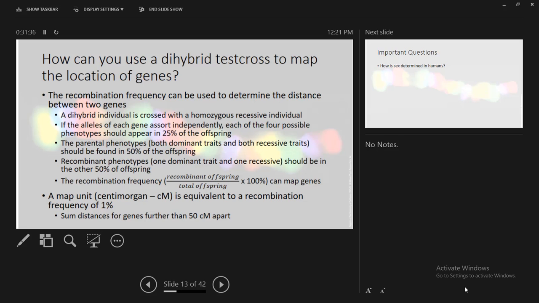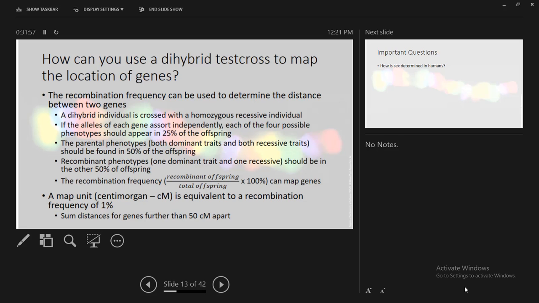Whenever you get a measurement of 50, then you're like, okay, we need to find another gene in between here. We'll call it C. And then we can do the distance between A and C, and let's say that comes out to 27 centimorgans, and this one comes out to 23, and you're like, oh cool, they actually are exactly 50.